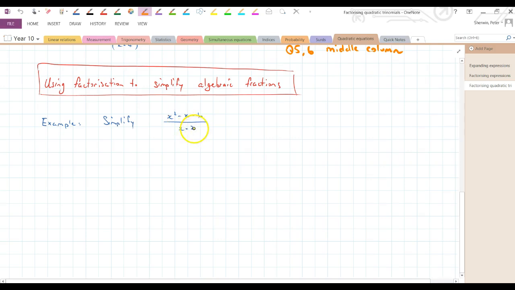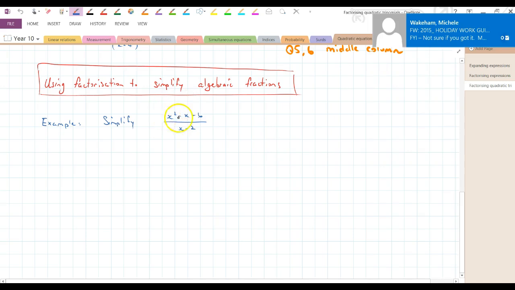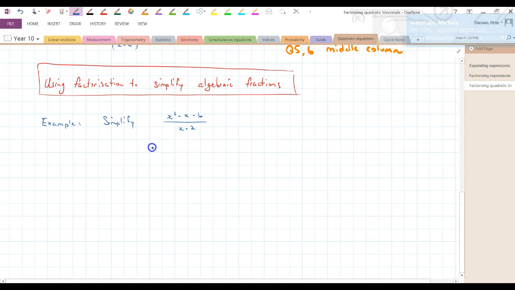Okay, so what we can do though is factorise. Now, x squared minus x minus 6 in the numerator. We're going to factorise that. Let's go back to our methods from the last lesson. We're looking for two numbers that add to minus 1, the number in front of the x, and multiply to minus 6.